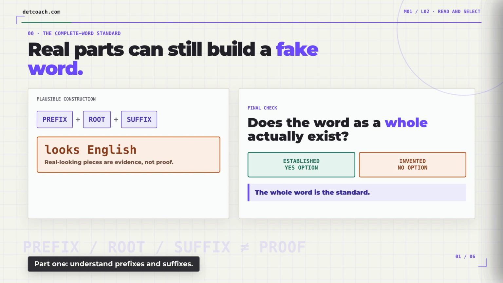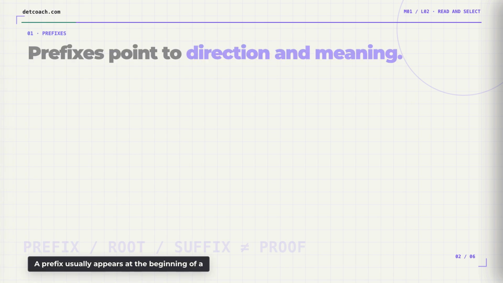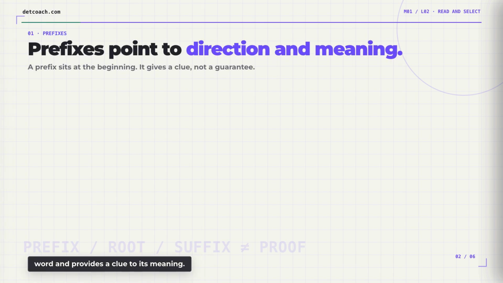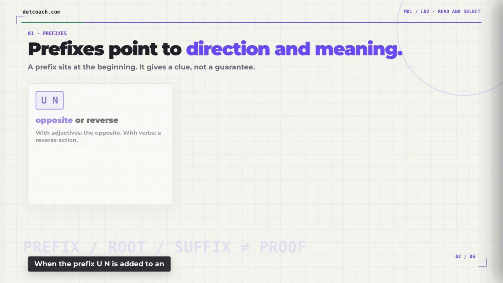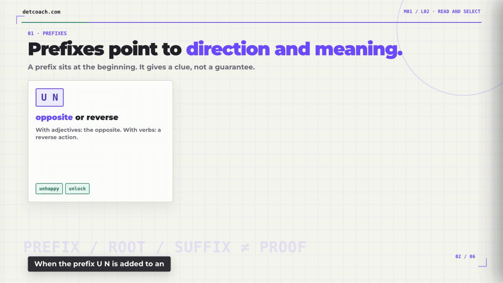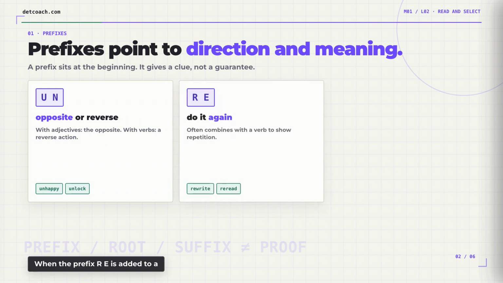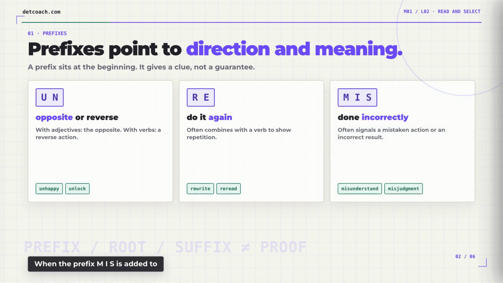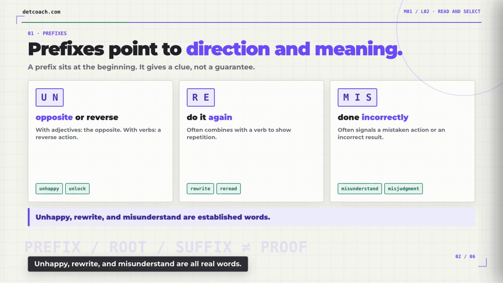Part 1. Understand prefixes and suffixes. A prefix usually appears at the beginning of a word and provides a clue to its meaning. When the prefix un is added to an adjective, it often creates its opposite. When it is added to a verb, it often describes a reverse action. When the prefix re is added to a verb, it usually means doing something again. When the prefix mis is added to a verb or noun, it often refers to doing something incorrectly or to an incorrect action. Unhappy, rewrite, and misunderstand are all real words.